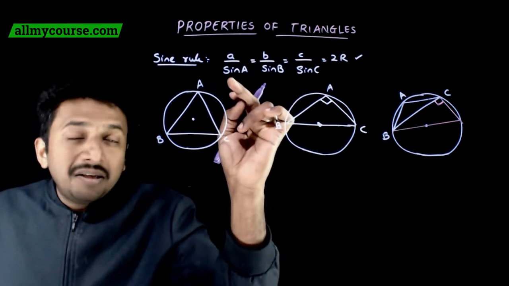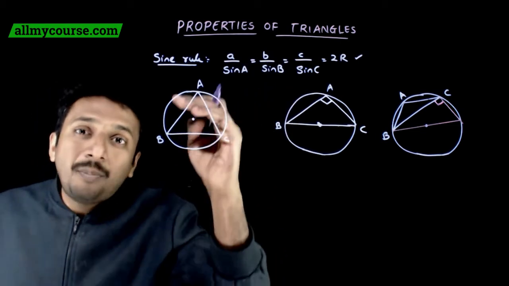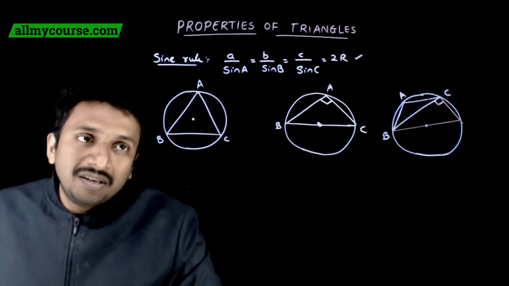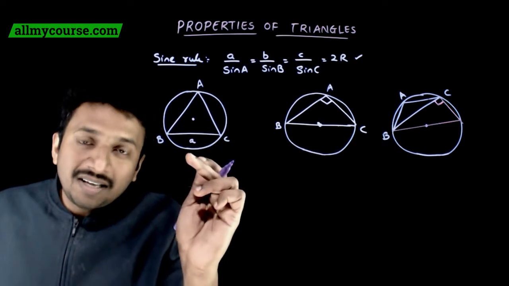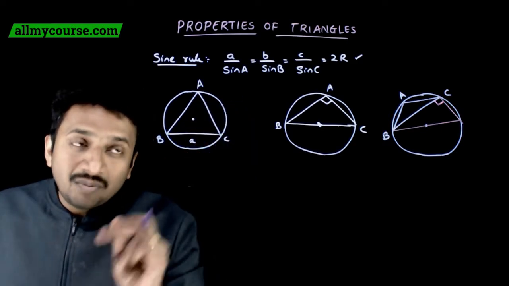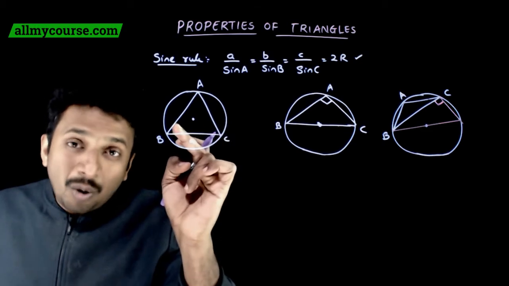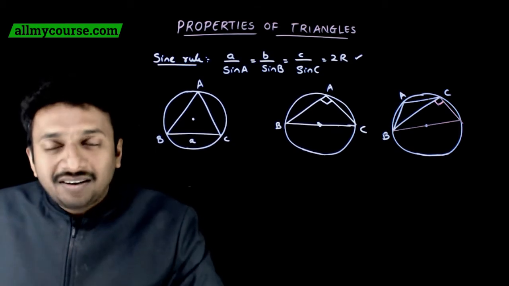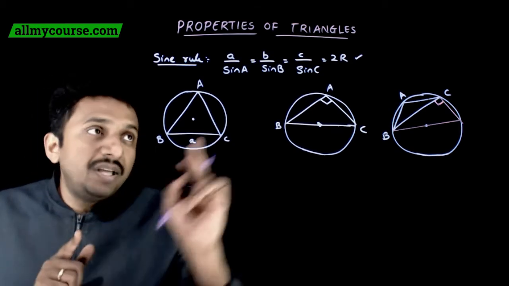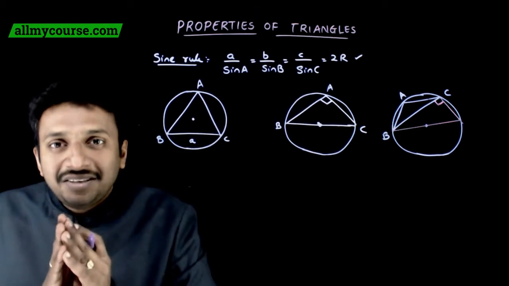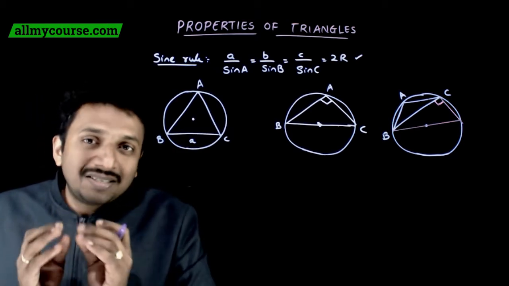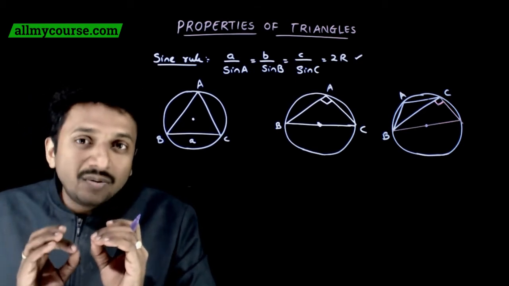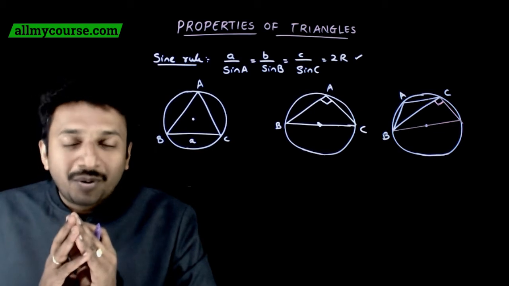The side a by sine of the angle opposite to side a is equal to small b by sine B is equal to small c by sine C. That is, this side by sine of this angle is equal to this side by sine of the opposite angle is equal to the third side by the sine of the opposite angle. And all these three ratios will be equal to 2 times the circumradius. This is the theorem. So let us see why this theorem works. And after that, let us see how this theorem can be used to solve problems.